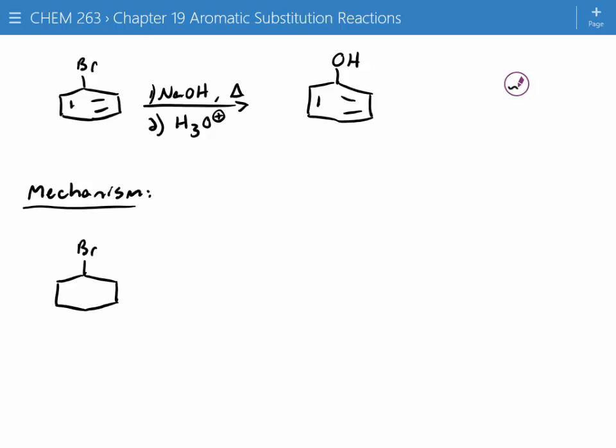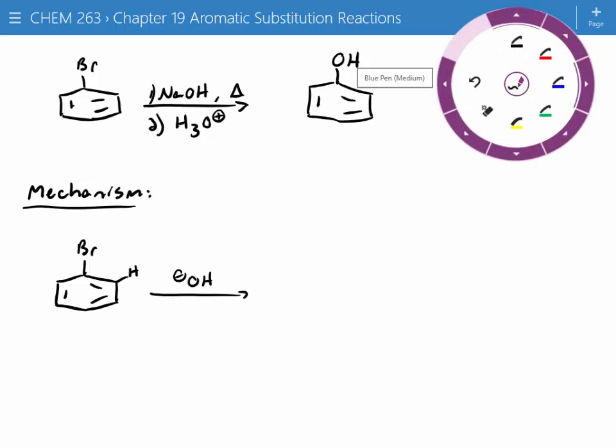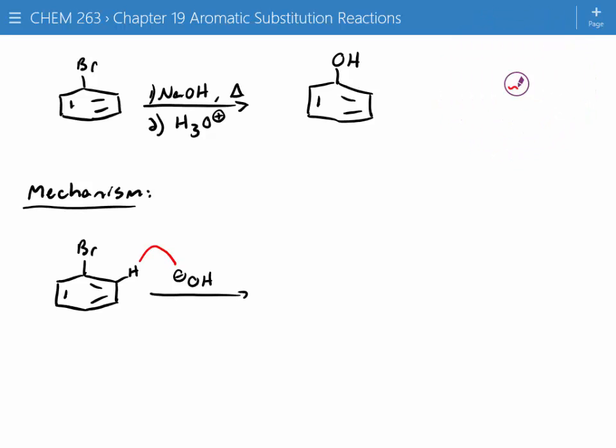So we've still got our good leaving group. We've got hydroxide. But this time, instead of the hydroxide immediately attacking that position that the bromine's on, it'll actually just act as a base. And so this hydroxide will come, grab an adjacent proton, clamp down, and eject off our bromine.